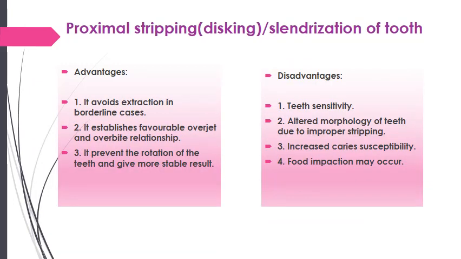The advantages of proximal stripping are that it is very successful in avoiding extraction in borderline cases. Furthermore, it establishes a favorable overjet and overbite relationship. It prevents the relapse of rotation of the teeth and gives a more stable result. On the flip side, the disadvantages are many, such as teeth sensitivity, altered morphology of teeth due to improper stripping, increased caries susceptibility, and food impaction.